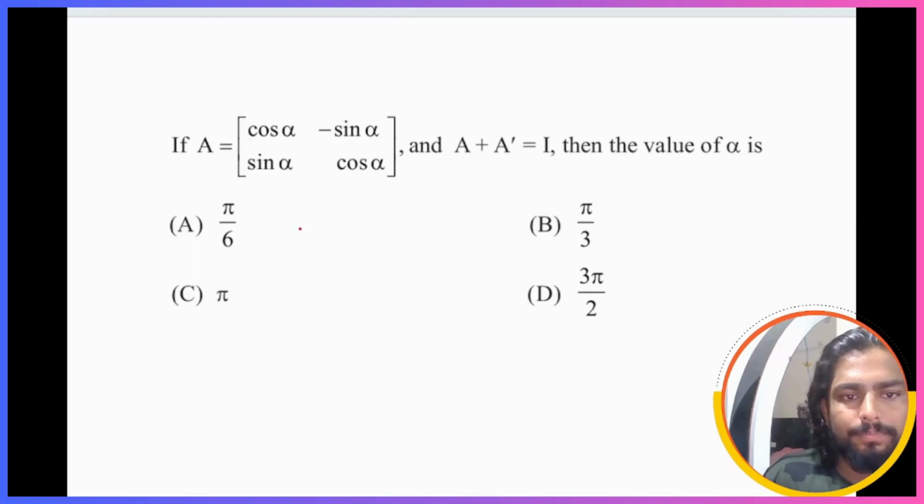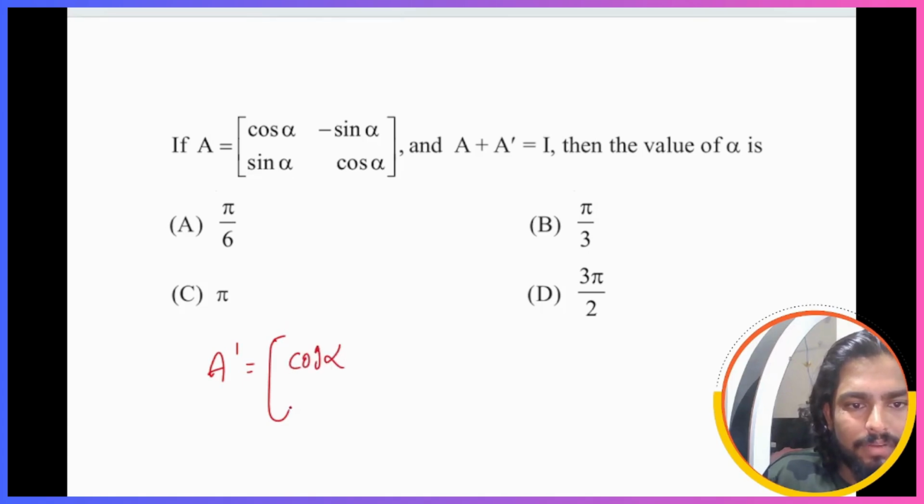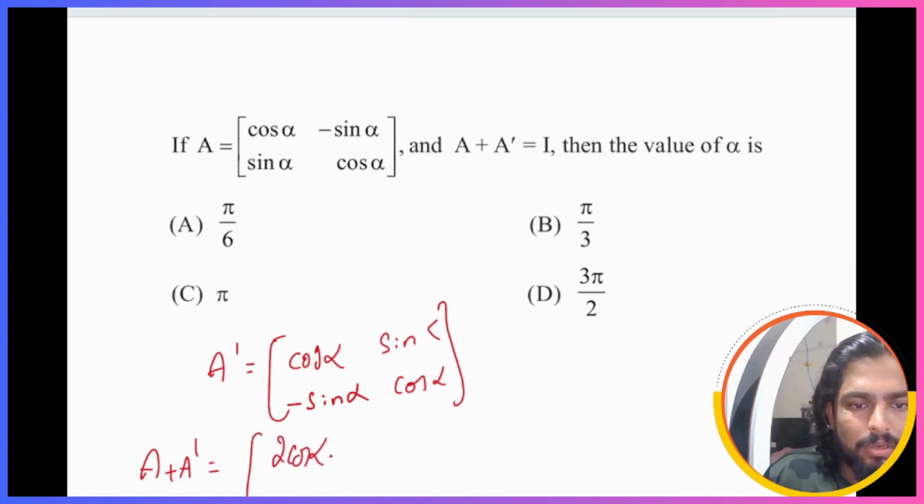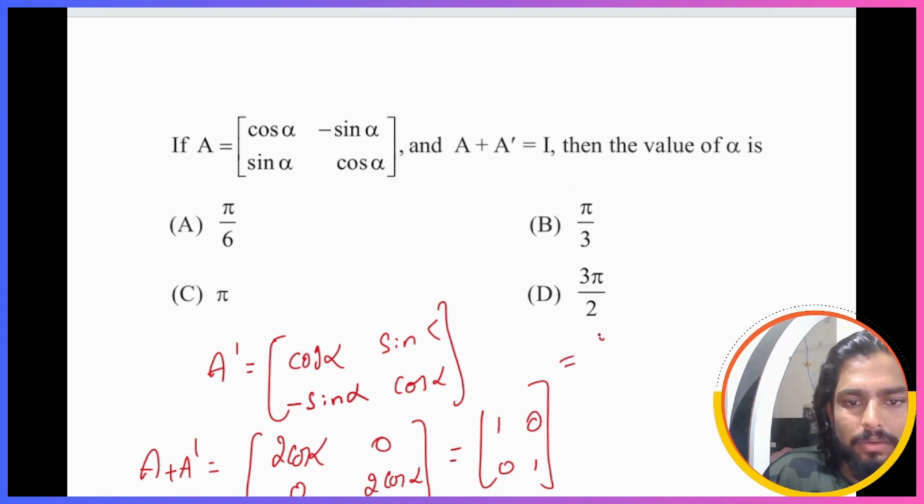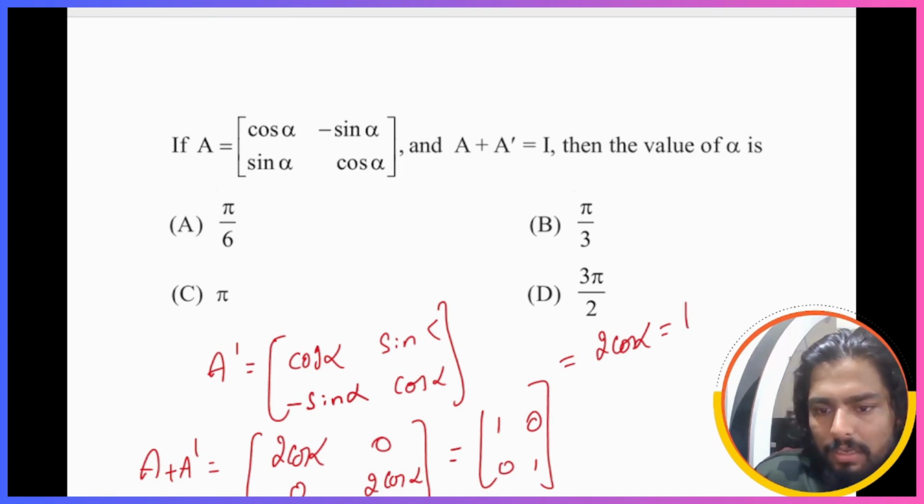Okay, so next question, A plus A dash is equal to I, they have given. So we'll find A dash. So A dash is equal to what? It is cos alpha, minus sin alpha comes here. Next, sin alpha, cos alpha. All right, so next let's do A plus A dash. So A plus A dash is equal to cos alpha plus cos alpha, which is 2 cos alpha. So 2 cos alpha, here it is 0, and this is also 2 cos alpha. 2 cos alpha is equal to I, they have given, children. So it is 1 0 0 1, right? Yeah, if we solve this, 2 cos alpha is equal to 1. I hope it is visible now. Yeah, I need to write a little higher up.